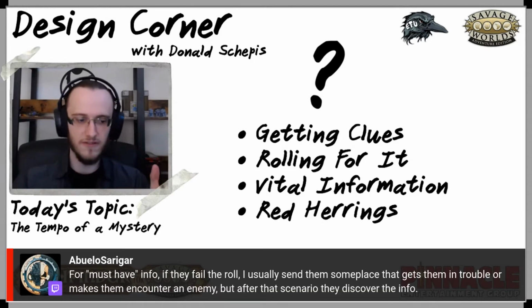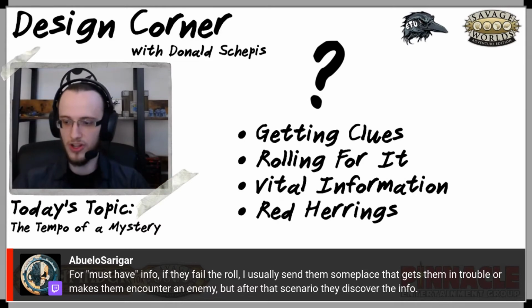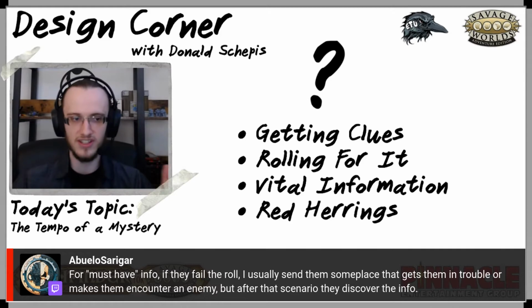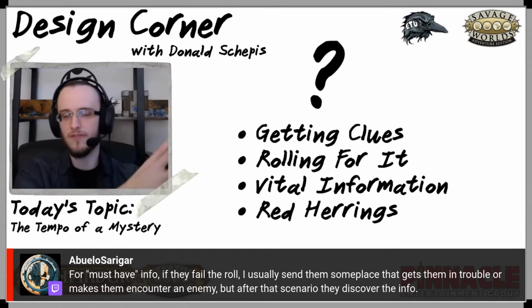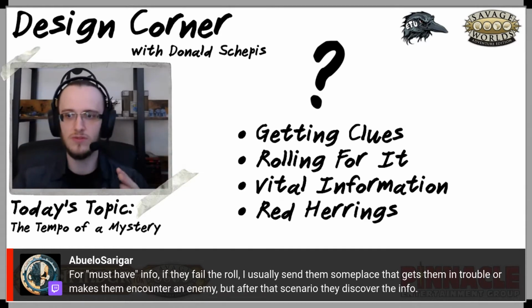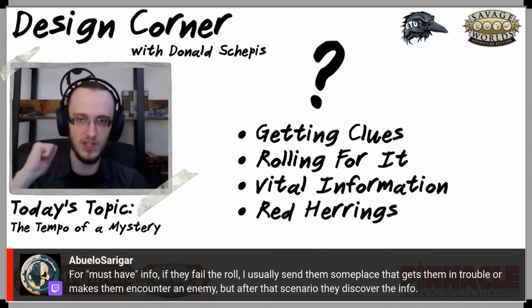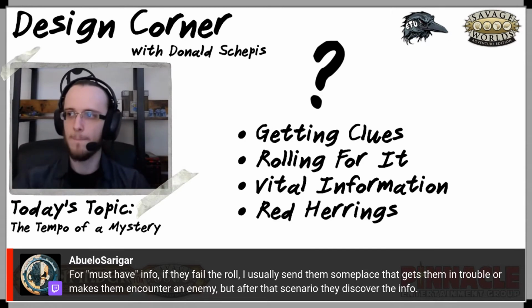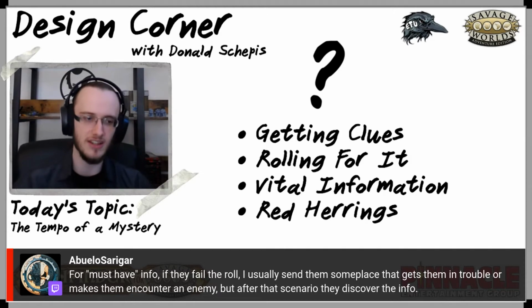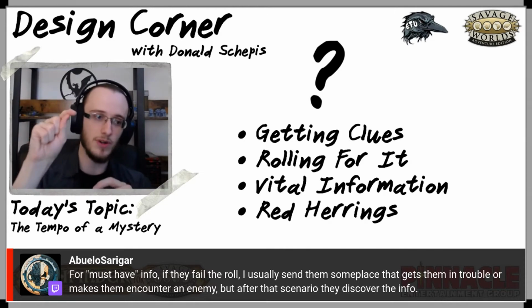As Abuelo Sargar said, for must-have info, if they fail the roll, I usually send them someplace that gets them in trouble or makes them encounter an enemy. But after that scenario, they discovered the info, right? Especially if you're running a pulp game like Deadlands Noir, that notion of out of the frying pan into the fire is exactly the type of tropes that we're trying to pull. That's the lever that we want to be using all the time. So I fail my persuasion roll with the contact, and they tell me, okay, I can't tell you the information, but you can go and talk to this person.